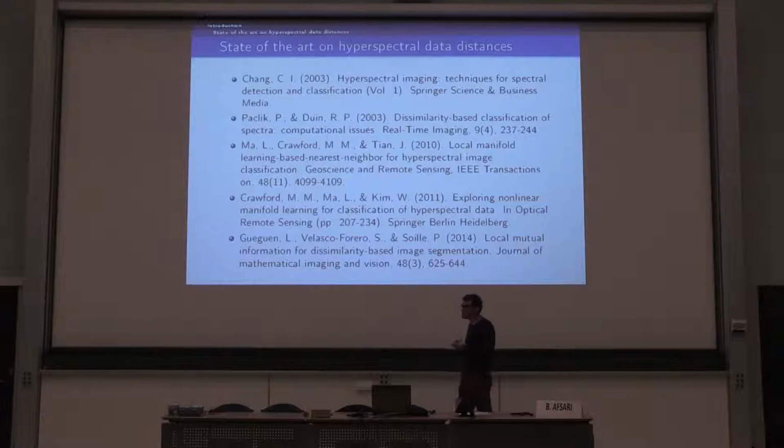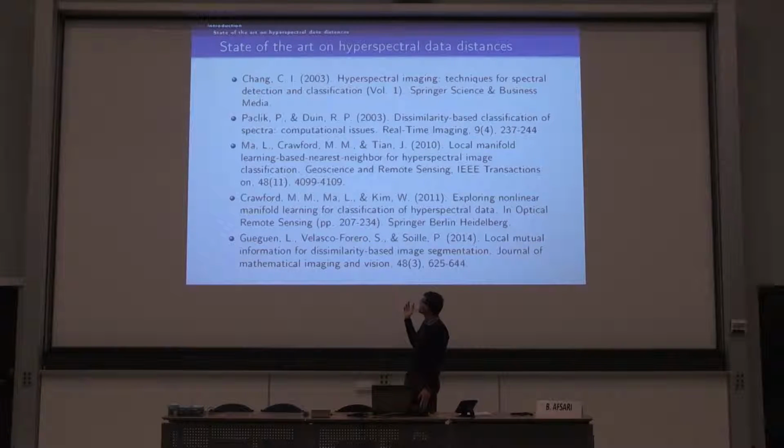Studies on hyperspectral images that try to work on distance. There have been a lot of different studies. The first one, which is not a study, it's a book. But the second one and the third one and the last one are articles. In these studies, they study different distances and try to apply them on hyperspectral images. And in the third one and the fourth one, what they did is to consider manifold learning techniques in order to reduce the dimension of the data and to get a feature space where the distance will have a kind of sense.